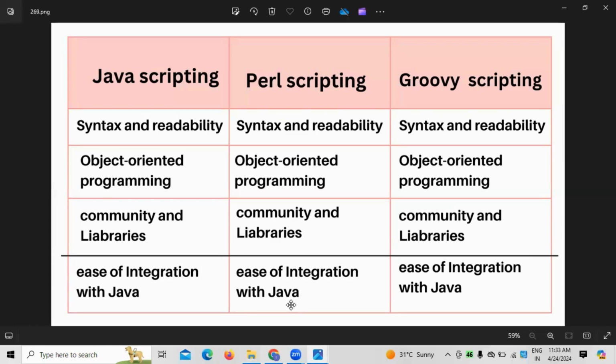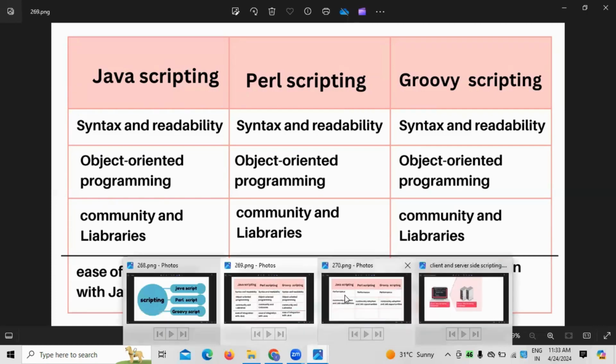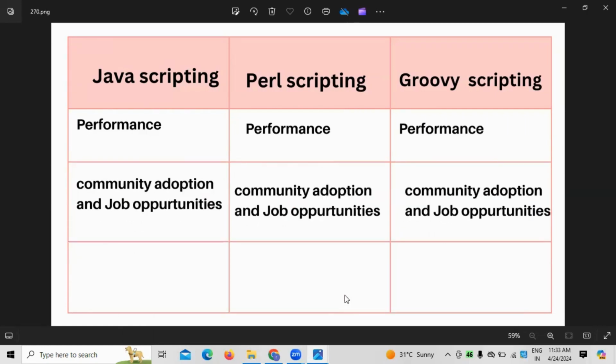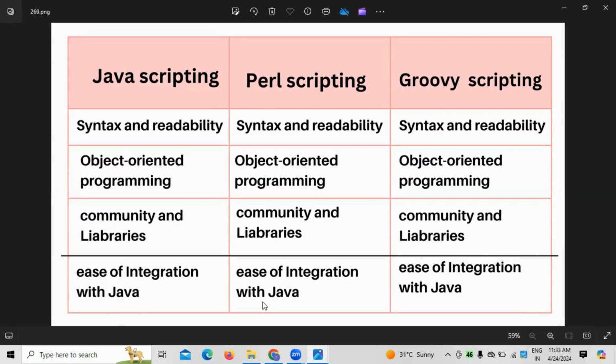Of course, there are a couple of other areas to focus on: ease of integration, performance, and at the same time community adoption and job opportunities. These parts I'm going to discuss tomorrow.